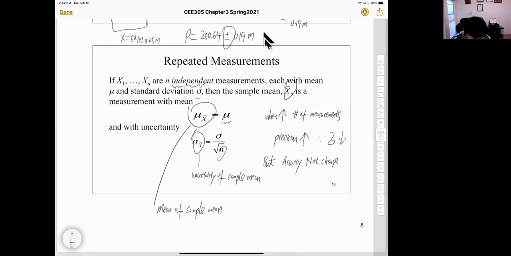Again, what defines accuracy? Accuracy is defined as the difference between the true value and the mean value. Both the true value and the mean value do not change when we increase the number of measurements. So the accuracy will not change, but precision will increase.